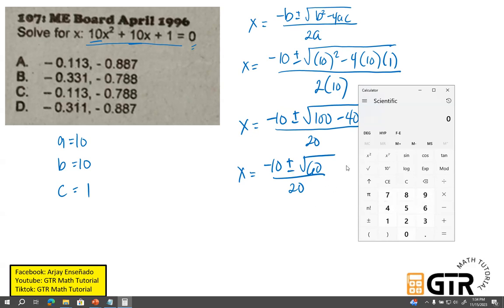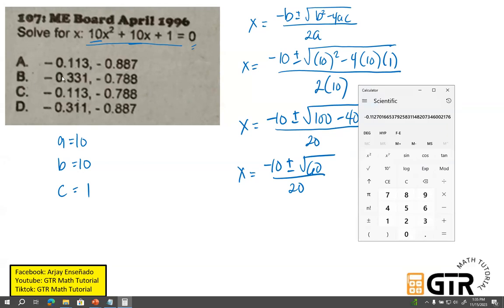Okay, so unahin ko yung square root sa calculator natin. So nasan ba yung square root? Ayan, so 60 muna. Okay, so tapos square root. So ayan yung square root of 60. So positive muna tayo. So subtract tayo ng 10. So minus 10. So we have negative 2.25, tapos divide pa natin dito sa 20. So divided by 20, the answer is negative 0.113 pag naka-round off. So negative 0.113.